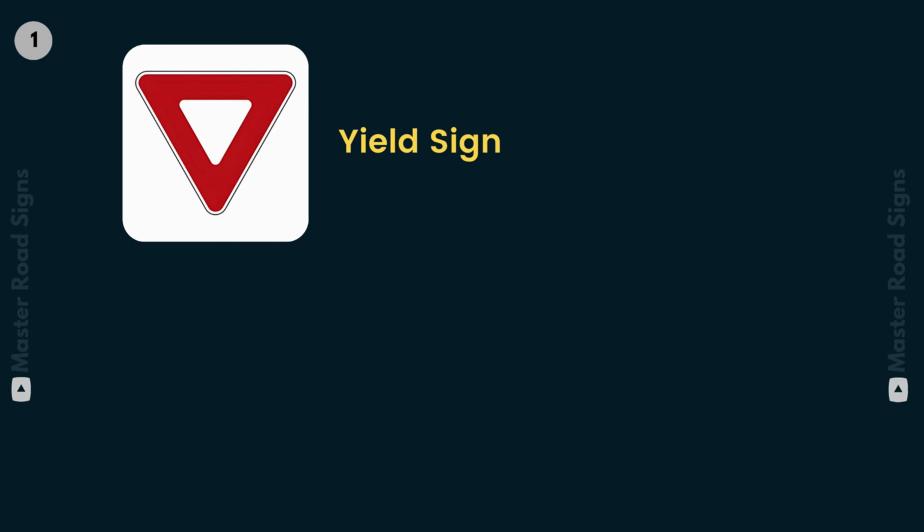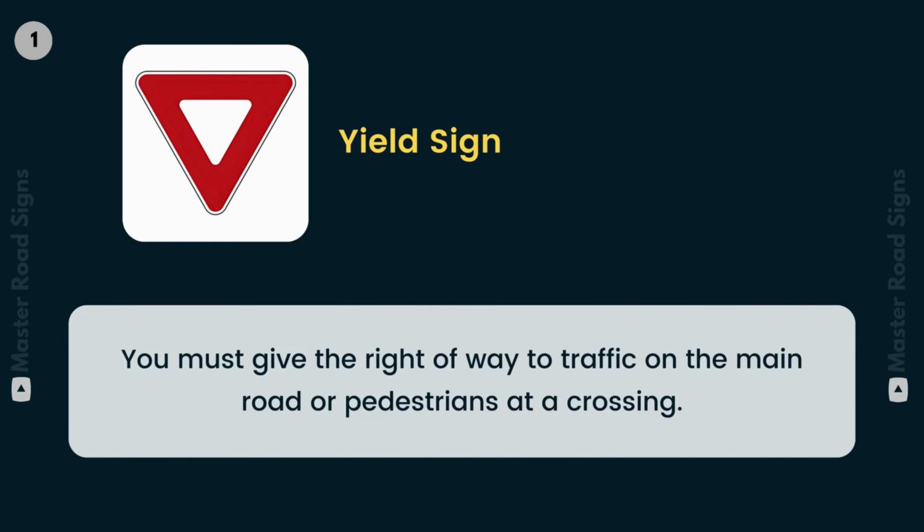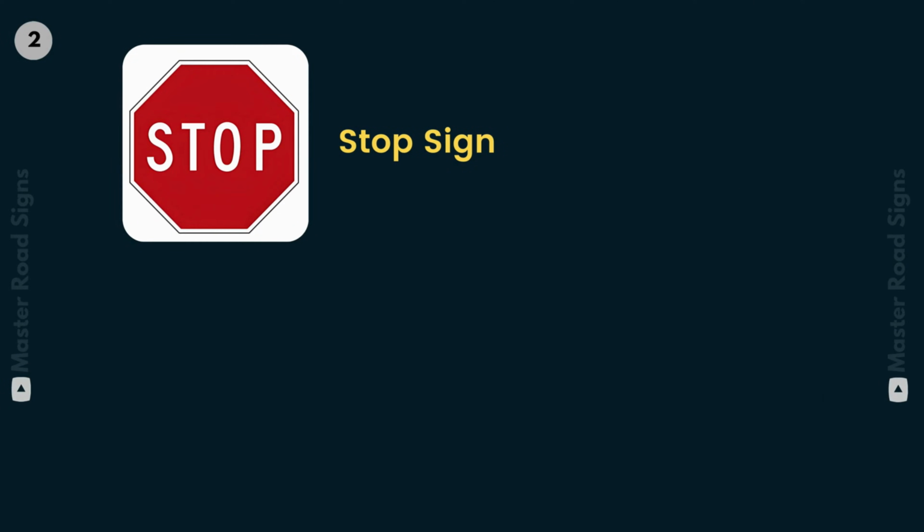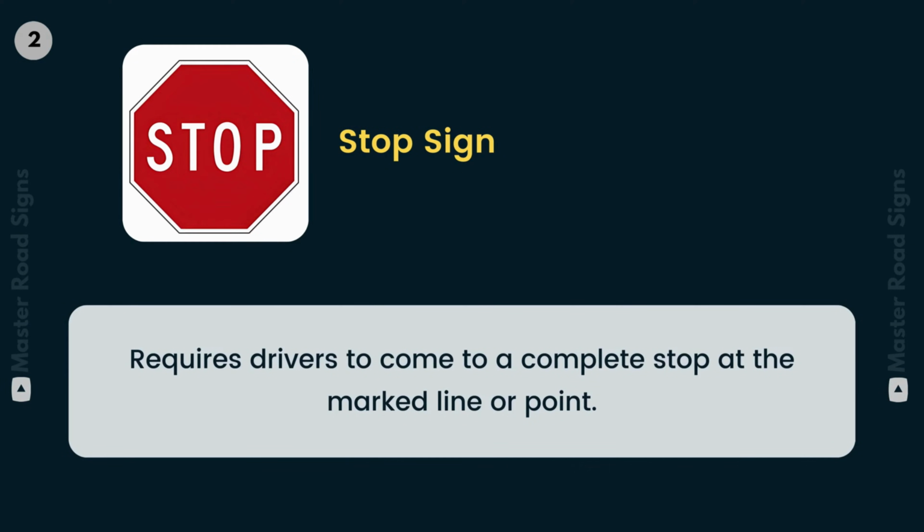Yield sign. You must give the right-of-way to traffic on the main road or pedestrians at a crossing. Stop sign. Requires drivers to come to a complete stop at the marked line or point.